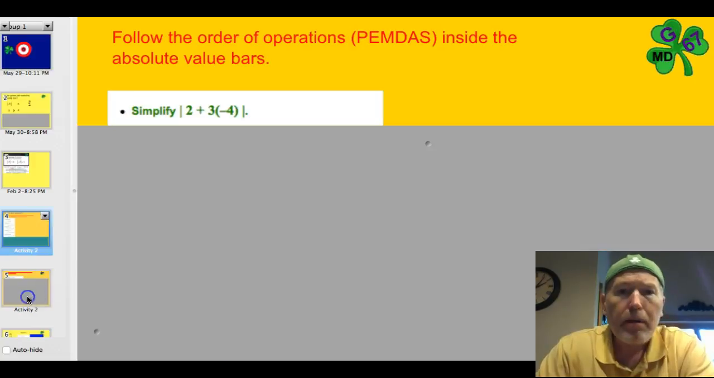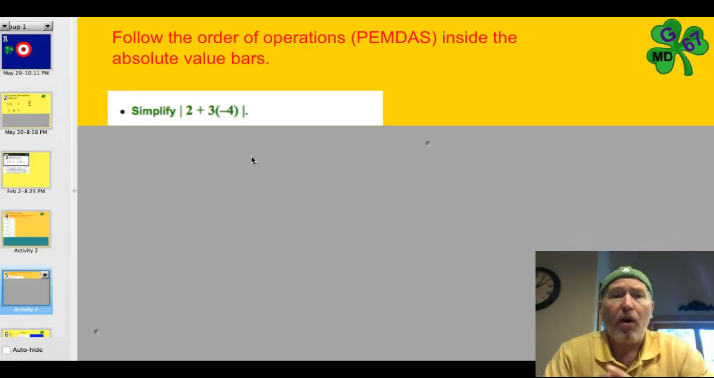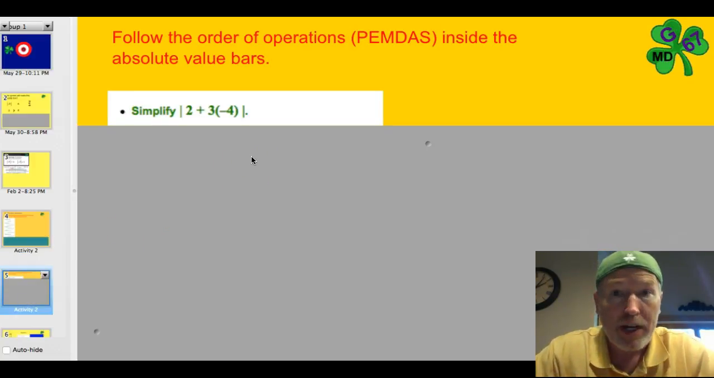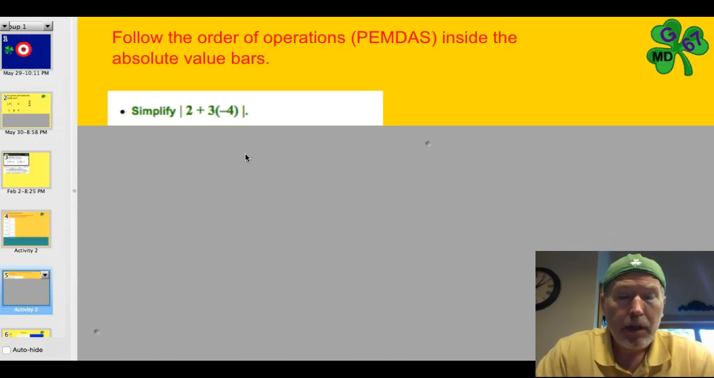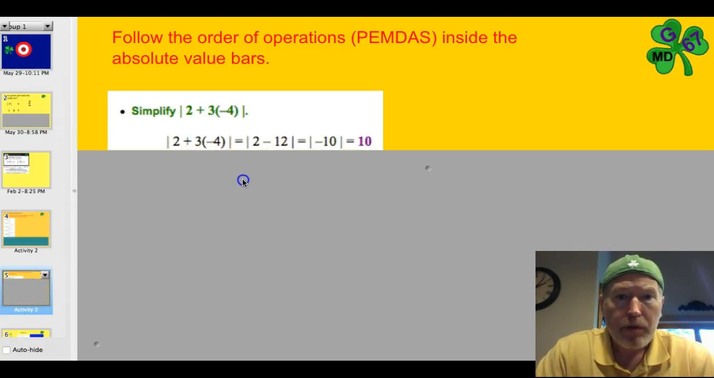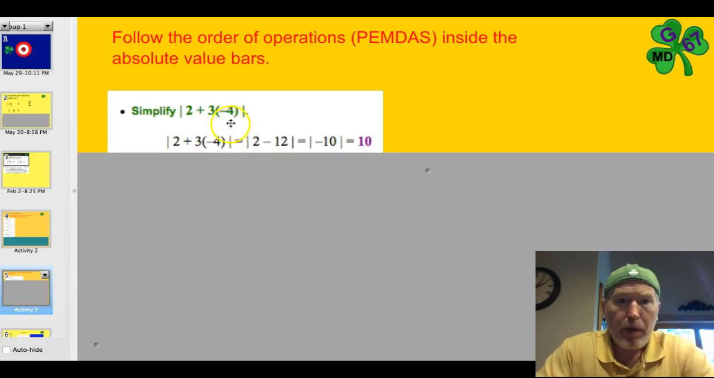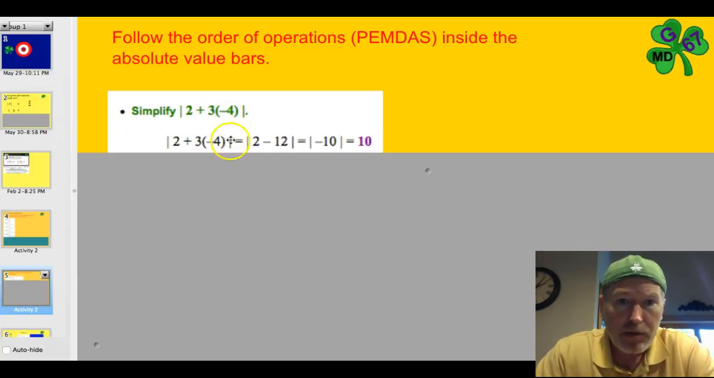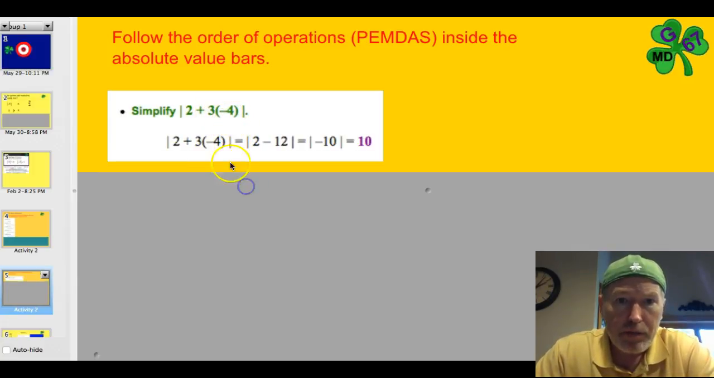All right, let's jump in and try some other ones. Now we have to follow the order of operations. So pause it and see if you can solve this problem. All right, let's see how you did. All right, so first within there, we have to do the multiplication, right? So this is going to be -12. So 3 times -4 is equal to -12.